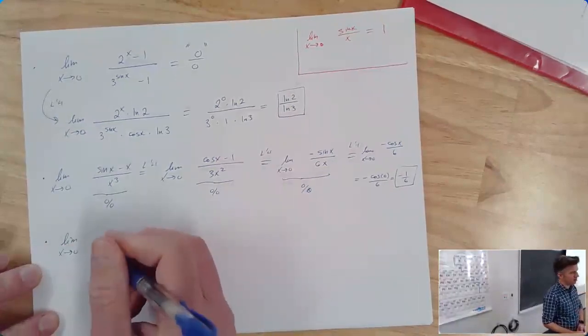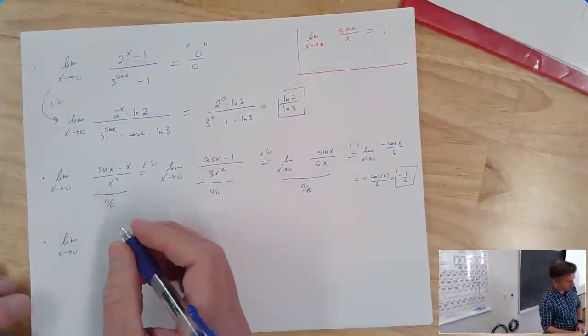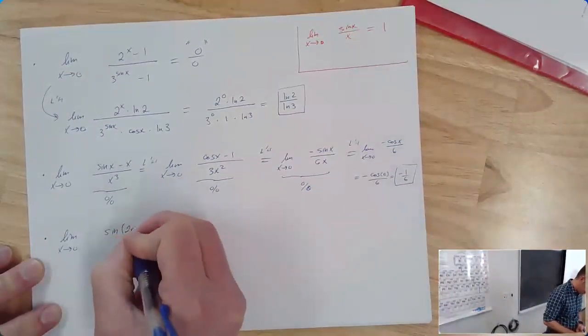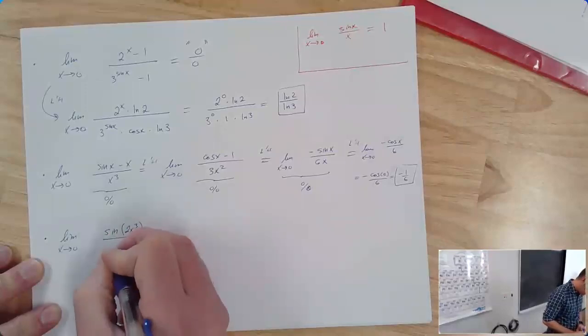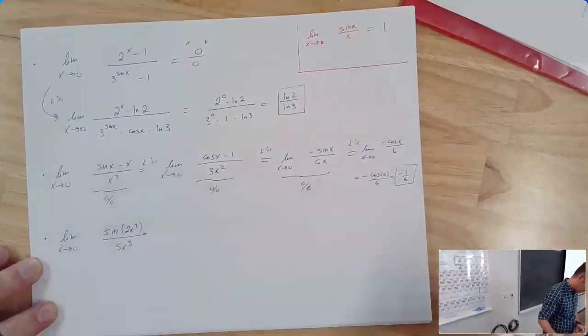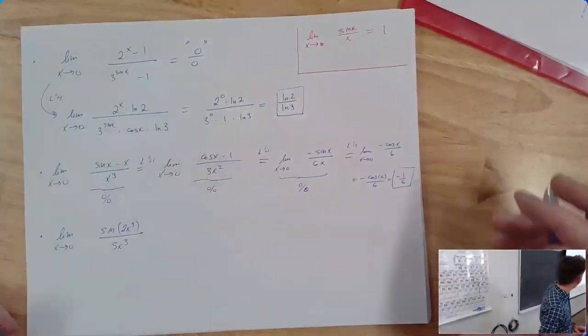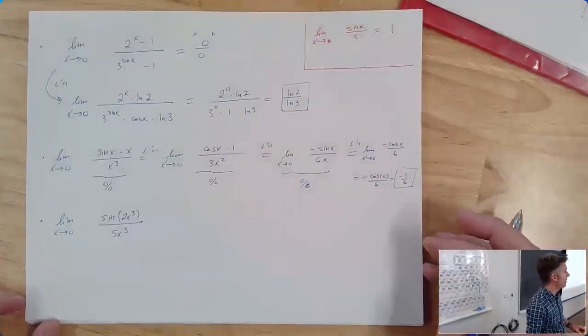Find the limit as x goes to 0. Do I want to make it really hard? Of sine of 2x cubed over 5x cubed. Is that what I really want? No, it's not what I really want. Sorry, that's too easy. Well, we can do this one. Sure, why not? Let's do this one, and then we'll talk about what I really need to do.